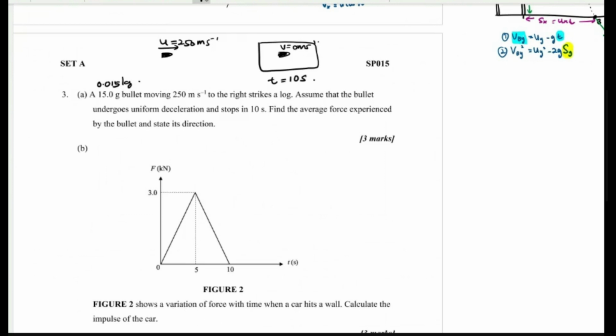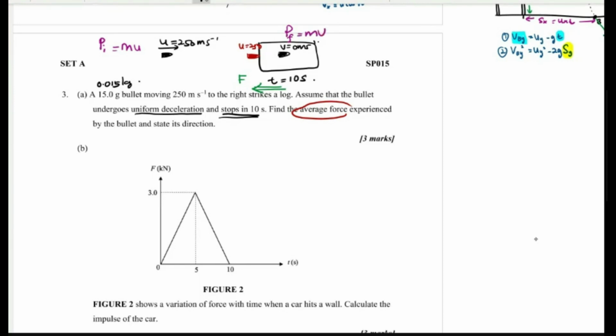So it says assume that the bullet undergoes uniform deceleration and stops in 10 seconds. So it means when it starts entering here, U is the same, 250. When asked for the average force experienced by the bullet, it means there will be a force in the opposite direction, where the force will oppose the motion, and then the bullet will stop. So we relate it with impulse, since the bullet has mass. When it moves with the initial velocity, it must have an initial momentum, which is equal to mu.